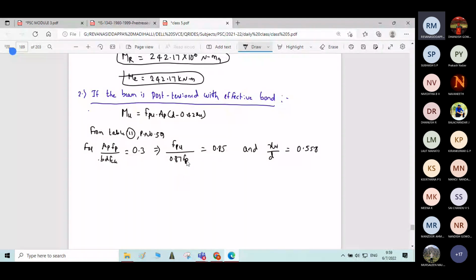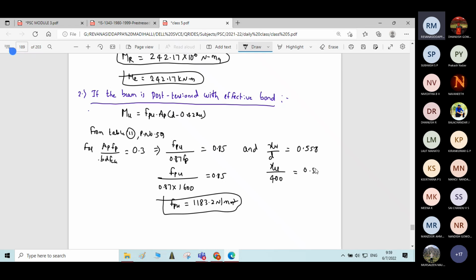Just substitute the value of FP here. Therefore, FPU divided by 0.87 into 1600 is equal to 0.85. By this, you will get the modified FPU corresponding to the post tension case: 1183.2 Newton per mm square. If you substitute the effective depth of 400 mm and 0.558, you will get the modified depth of neutral axis corresponding to the post tensioned case, 223.2 millimeter. Similarly, substitute in this equation.